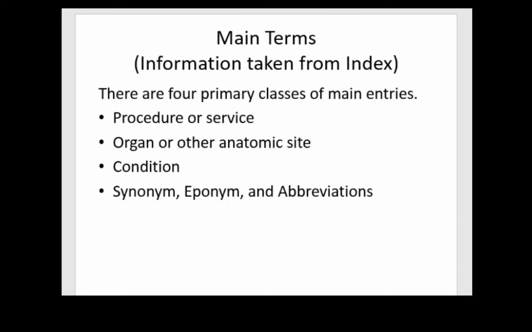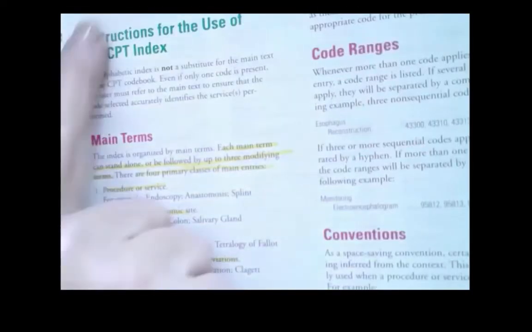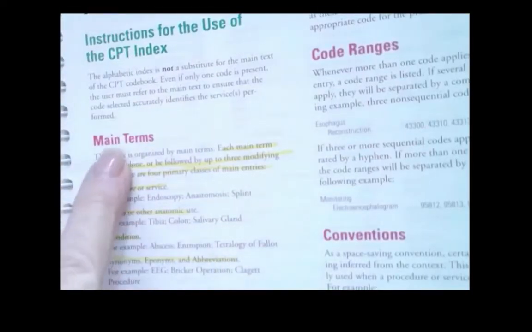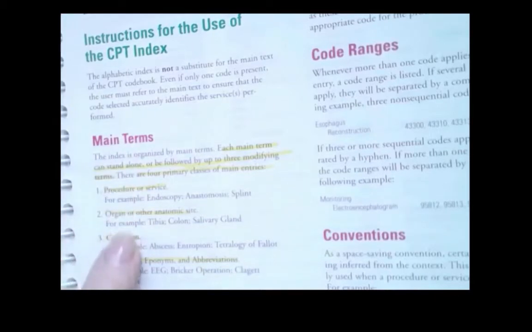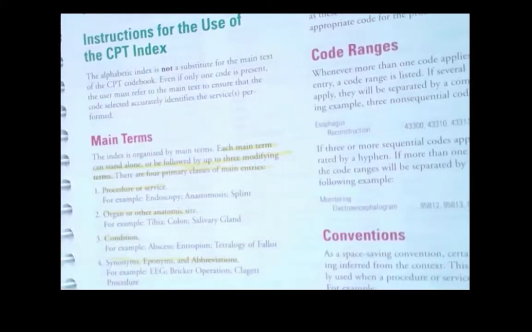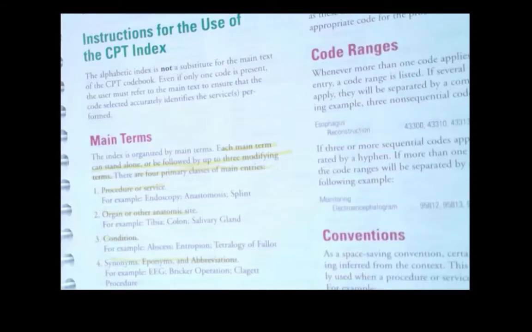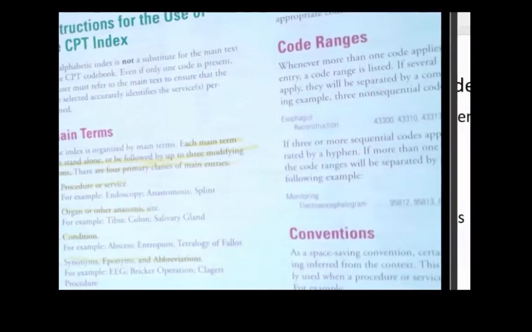So if we take a minute and look in the code book, you'll see where I took this from. This is something that will really be second nature very soon. And here you see we're in the index. This is the very first page of the index. It says main terms. And here's those 4 ways that you can look up some terms. Sometimes they stand alone, sometimes they're followed by modifying terms, but you're going to start looking for your code in one of these 4 ways the majority of the time.